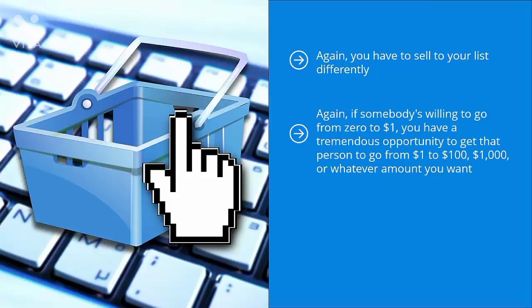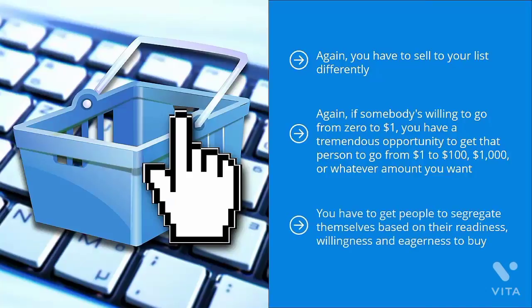Again, if somebody's willing to go from $0 to $1, you have a tremendous opportunity to get that person to go from $1 to $100, $1,000, or whatever amount you want. Now, keep in mind that the higher the dollar value, the lower the conversion rate, but you get the point. You have to get people to segregate themselves based on their readiness, willingness, and eagerness to buy. And since $1 is essentially friction-free, this list filtration method works like a charm.